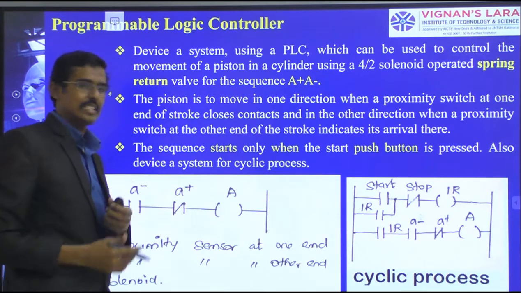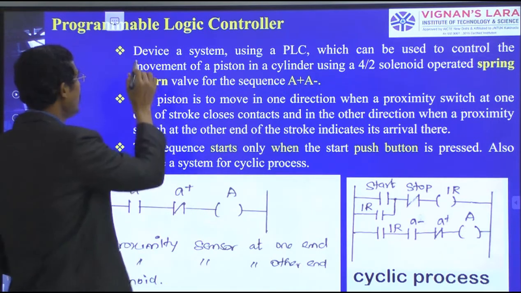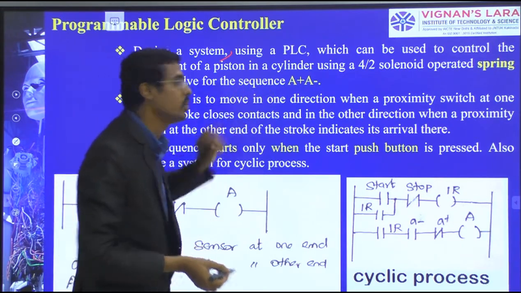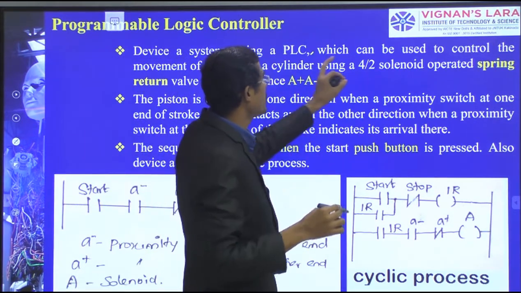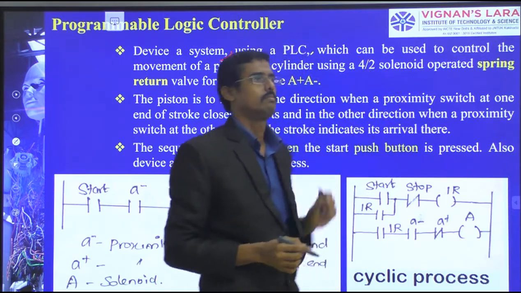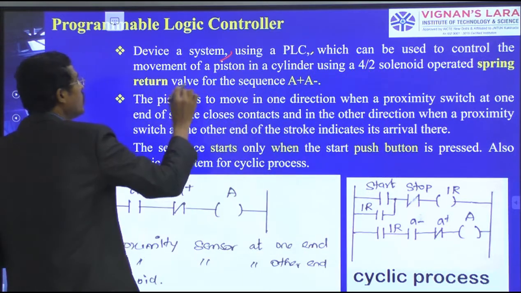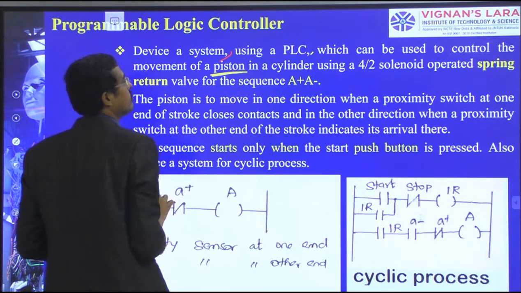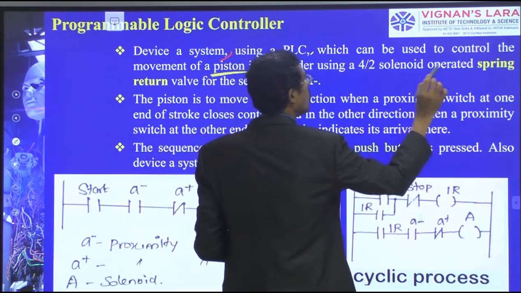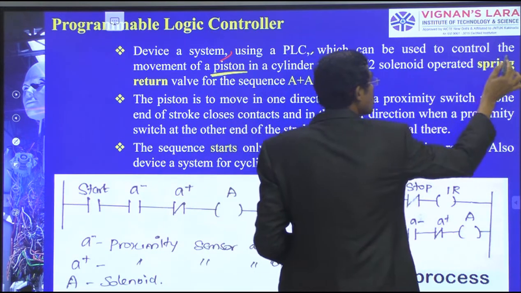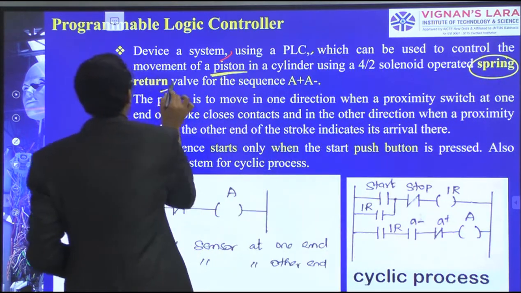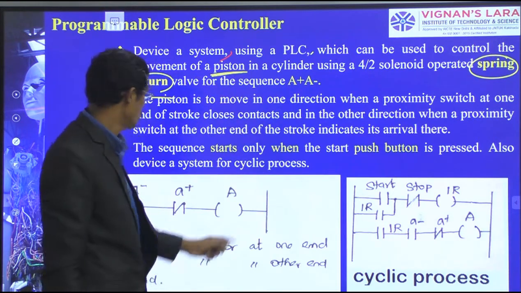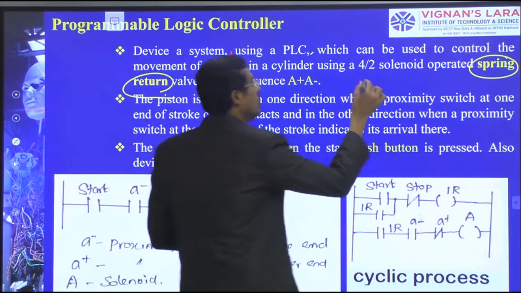Now I am going for some other process. A device system using a PLC which can be used to control the movement of the piston in a cylinder using a 4x2 solenoid operated spring return valve. Here also we are using the spring return valve for the sequence of A plus and A minus. So here we want to understand a simple basic.